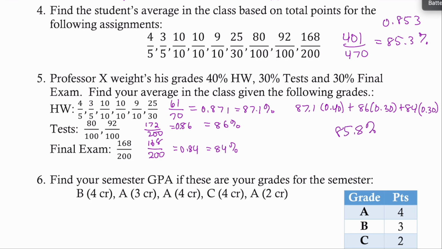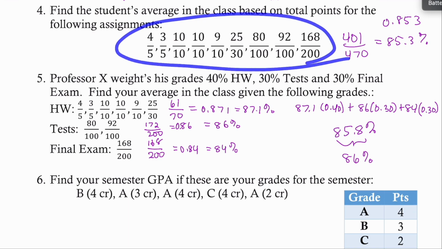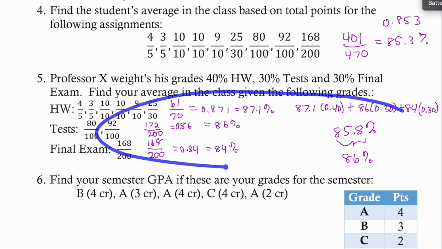Now, in any sort of class, you would get an 86%. You know, if that was a border grade, it would round up to 86%. So that is a little bit how you find your average, whether your professor uses total points or whether they weight grades. They're similar.